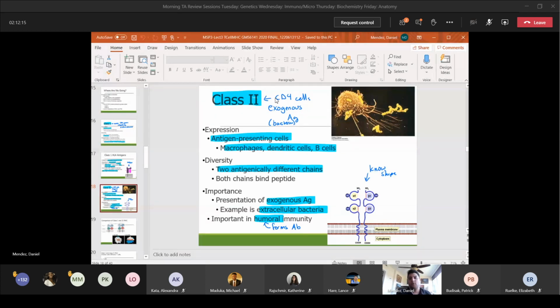So I'll go through it again real quick. Class 1 does CD8 cells, so endogenous, so viruses, bacteria. CD8 T cells are cytotoxic, so they induce apoptosis. Class 2 does exogenous, so bacteria, with CD4 T cells. CD4 T cells allow us to do class switching to give us IgG, IgA, IgE, the different immune globulins. So that is pretty much all of that in a nutshell.